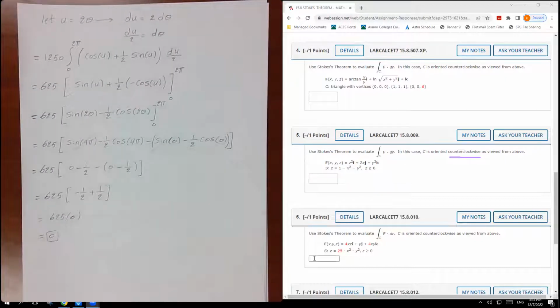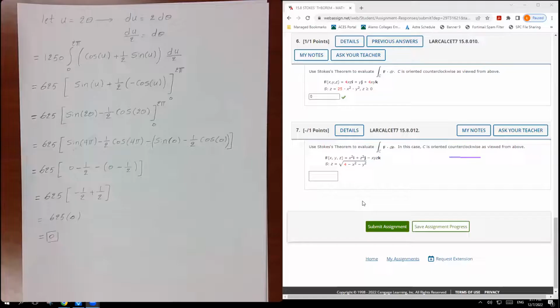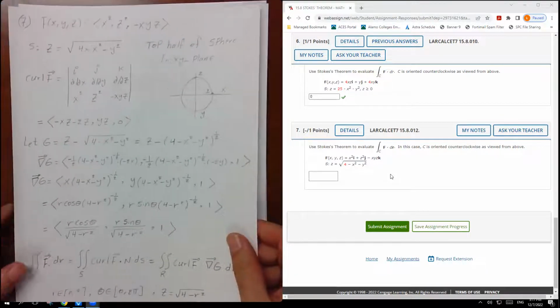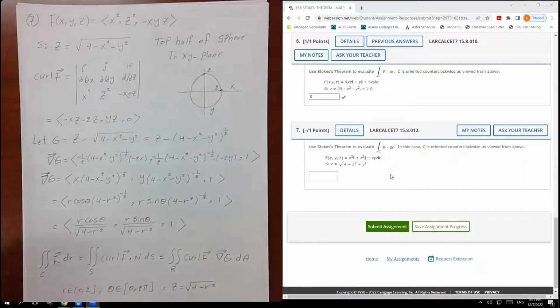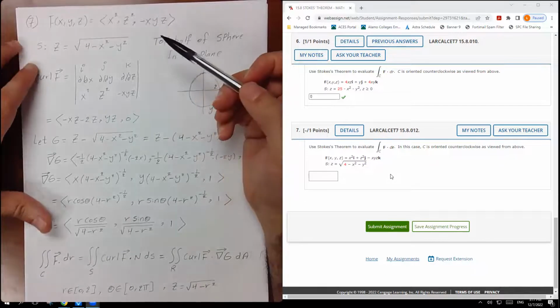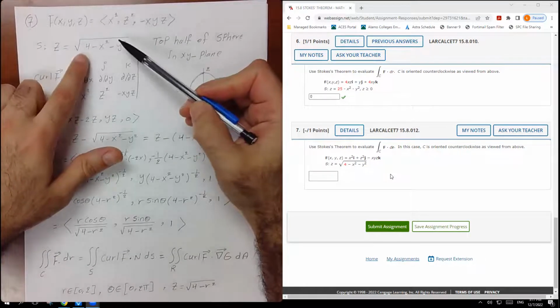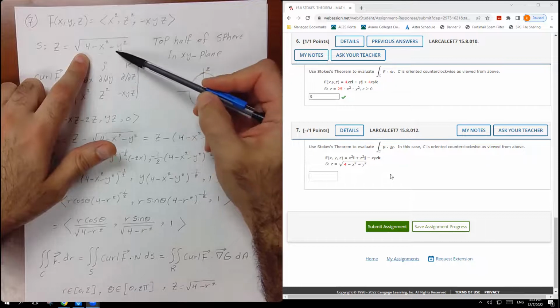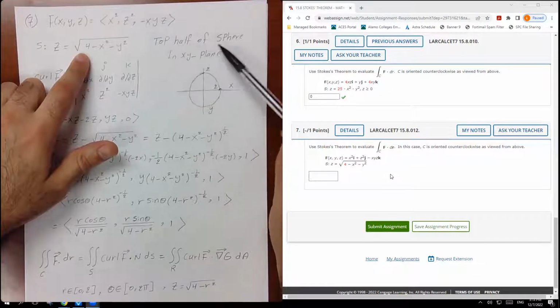And that's what we're going to do with example 5 and 4. We got it right. So let's move to example 7. We're going to do exactly the same steps. But now we have F of x, y, z equal x squared z squared, negative xyz, and z equal the square root of 4 minus x squared minus y squared, which is the top half of the sphere.